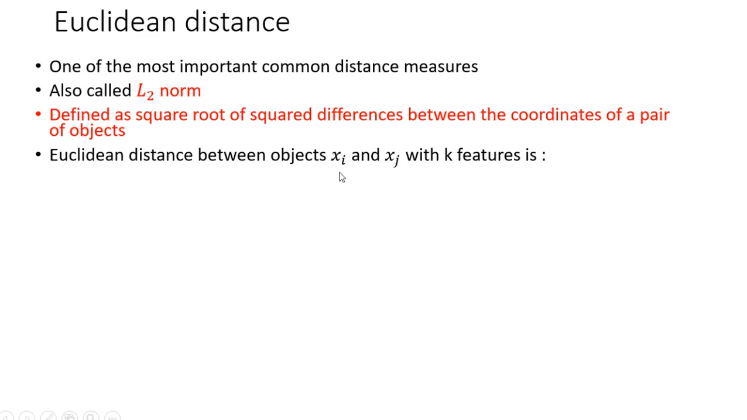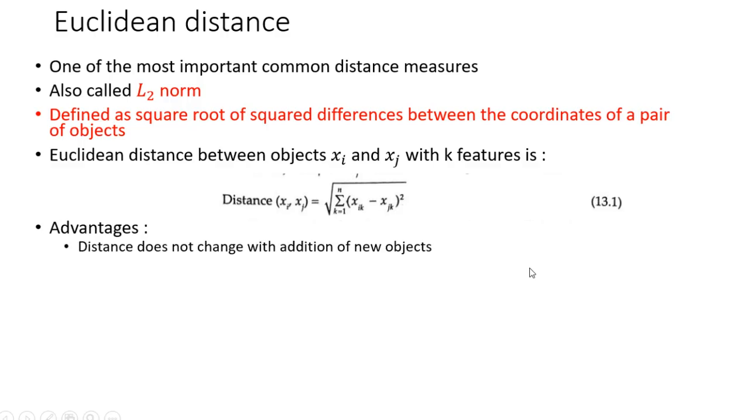So let's say I have two objects here, xi and xj, and they have some k features. This is the formula of the Euclidean distance. So the distance between xi and xj is the square root of the summation of (xik minus xjk) whole squared, where k ranges from 1 to n. That's why Euclidean distance is the square root of the squared differences between the coordinates of a pair. This is the formula of Euclidean distance, which you need to remember to do the problems.